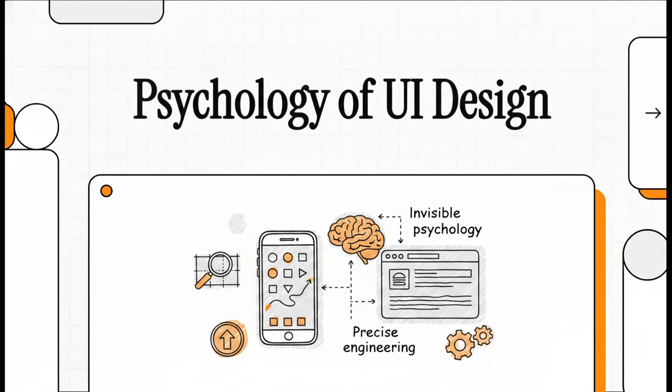Have you ever wondered why some apps feel like they're literally reading your mind, while others make you want to launch your phone across the room? Well, you're in the right place. In this explainer, we are going to completely demystify the invisible psychology and precise engineering that goes into the apps and websites we use every single day. We're uncovering the hidden matrix of user interface design.